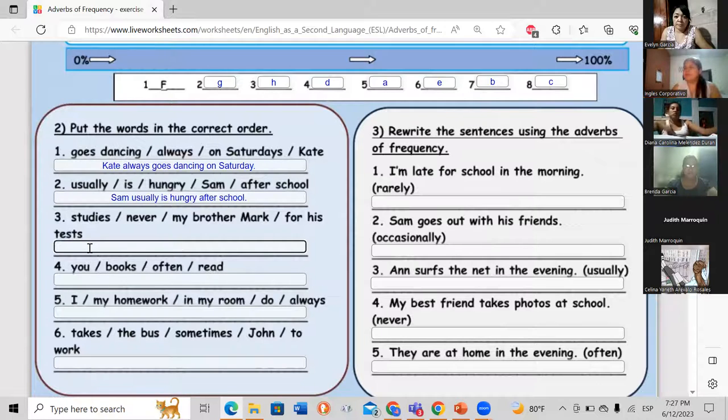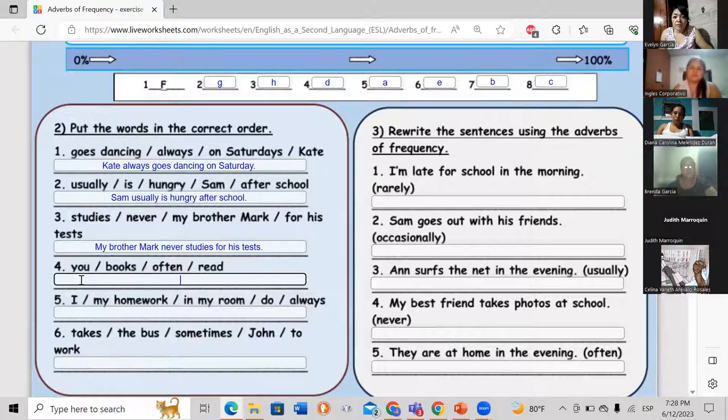Okay, number three. Xiomara. My goodness. Number three. Sería Mark. My brother Mark never studies for his test. Yes. Okay. Thank you so much.